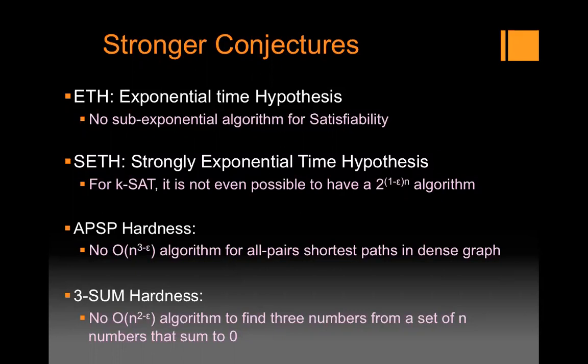Or you can think about APSP hardness, which says that if you have a graph with n nodes and the graph is dense, you can obviously compute all pairs shortest paths in order of n cube time, and assume that's the best possible. Okay, so that's the APSP conjecture and so on. So when you have these stronger conjectures, using these you can classify problems into different classes.